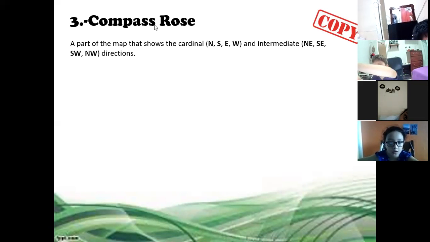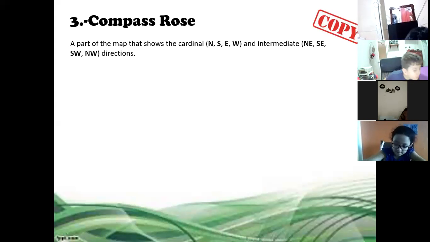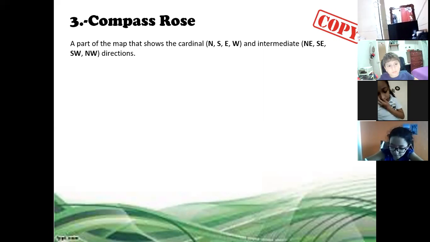Number 3, compass rose, a part of the map that shows the cardinal direction. And I have the abbreviation. Cardinal directions. North. Yes, you need to copy. This is part number 3. You are going to copy 5 parts of a map. This is the number 3. You miss 4 and 5.